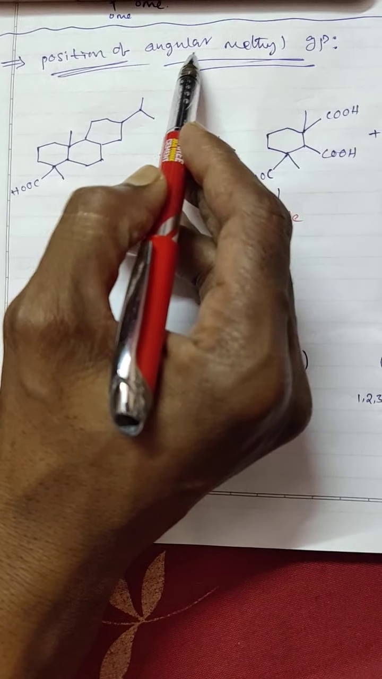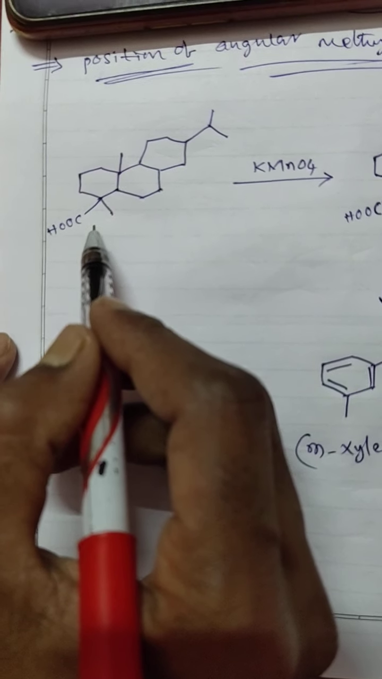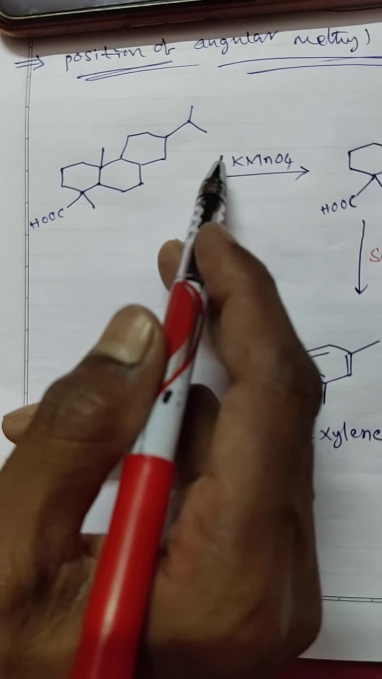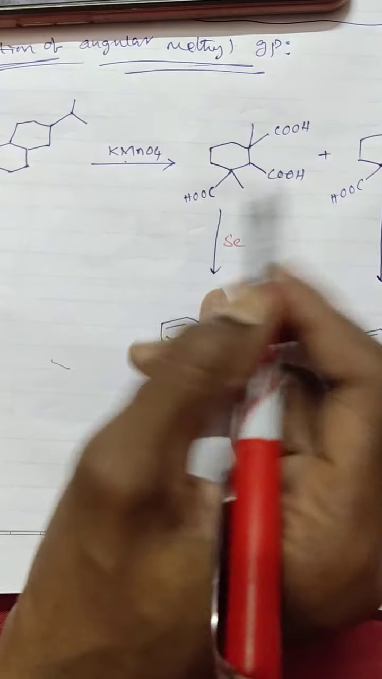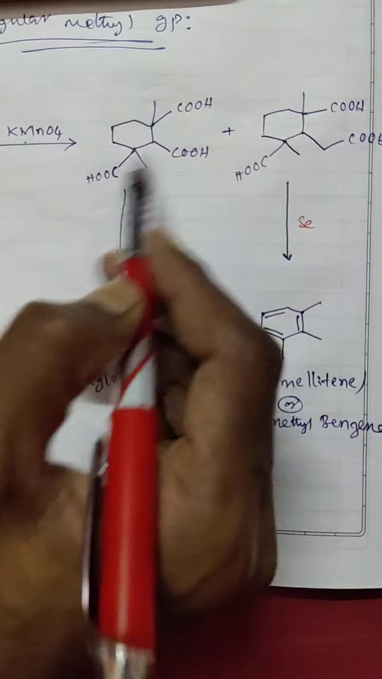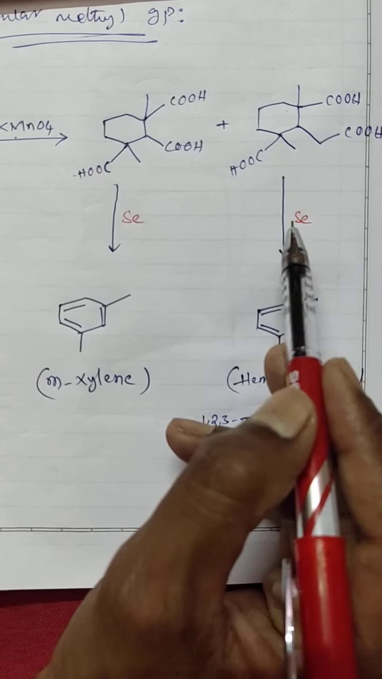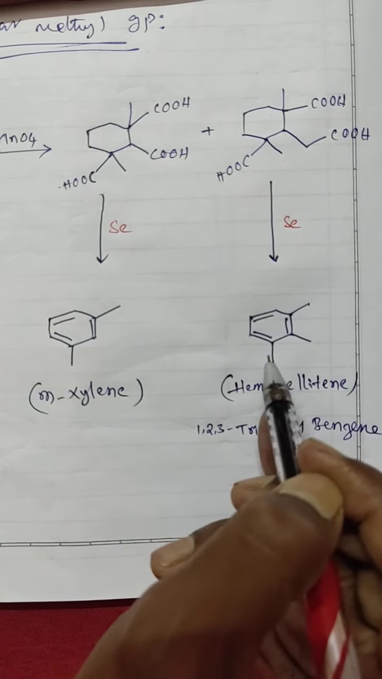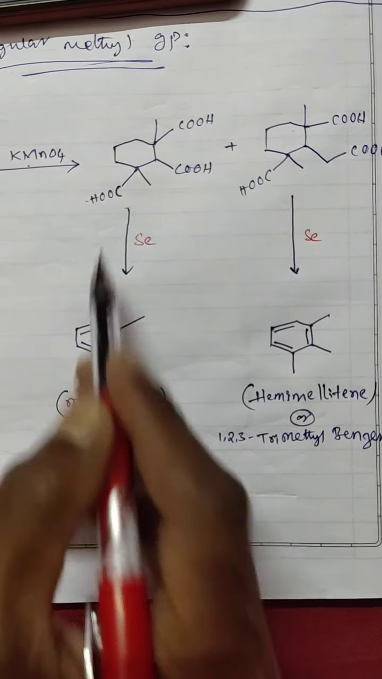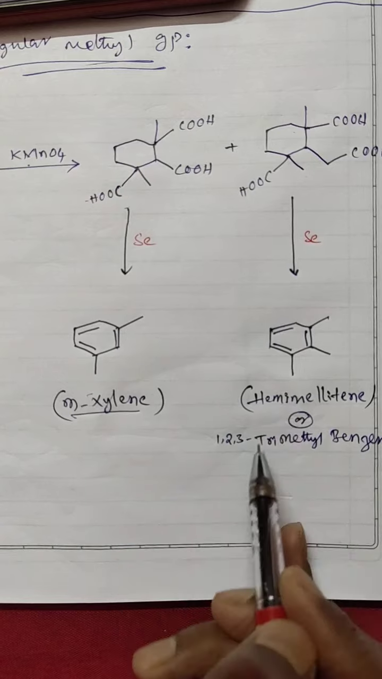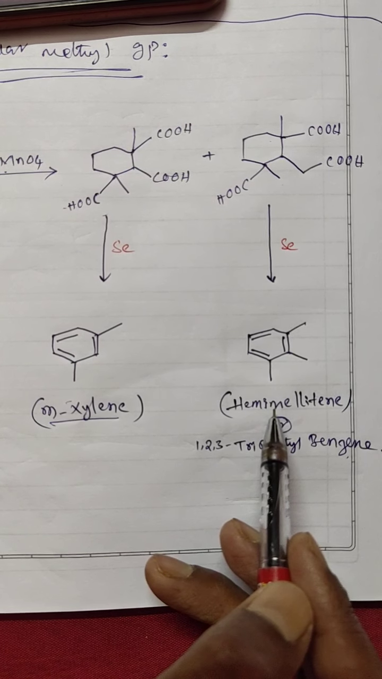Now what about the position of the angular methyl group? Let's discuss now. Let it be abietic acid, which on oxidation with potassium permanganate gives two tricarboxylic acids, one of which on selenium dehydrogenation gives metaxylene, and the other is 1,2,3-trimethylbenzene, also known as hemimellitene.